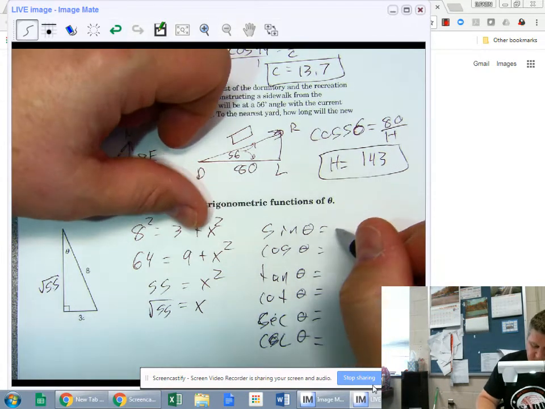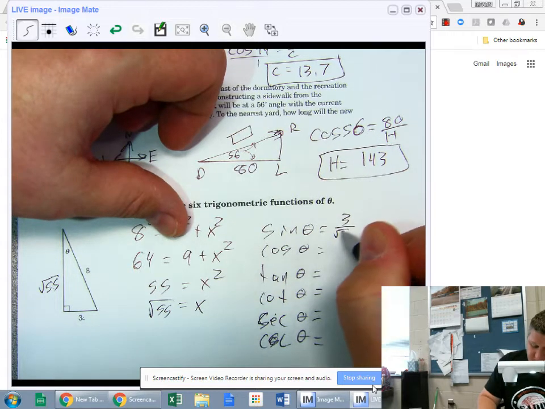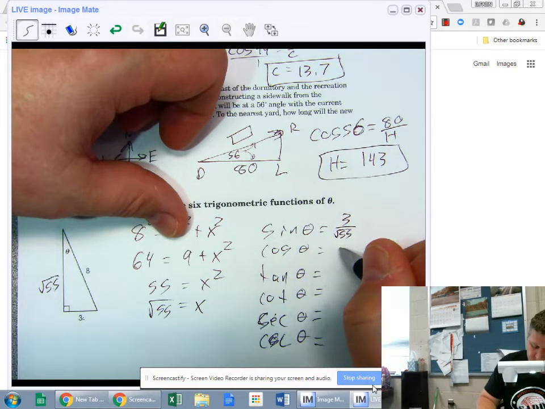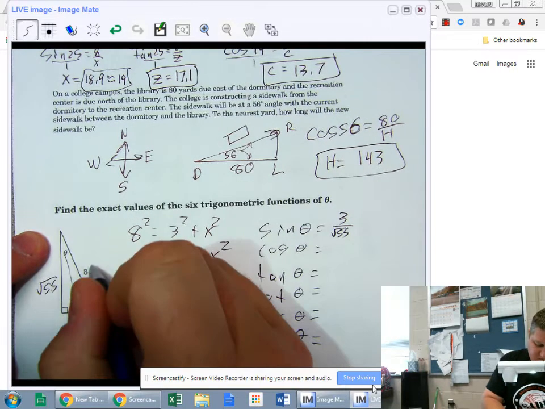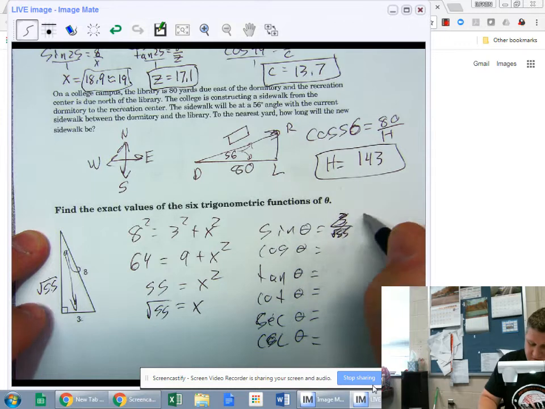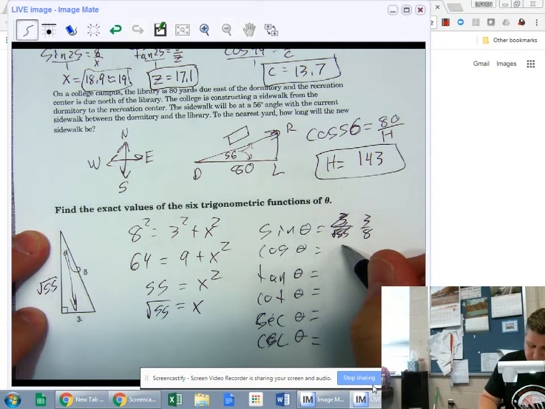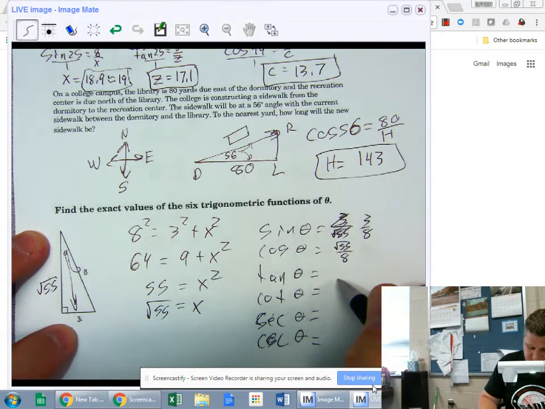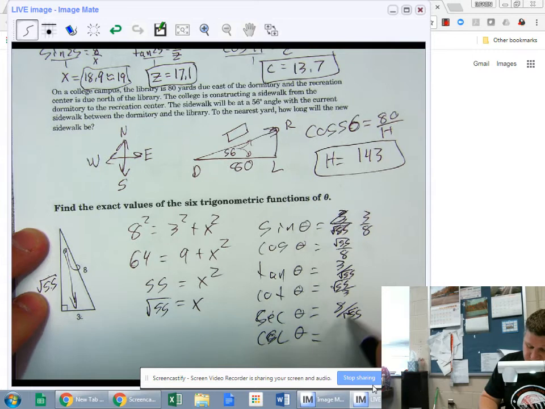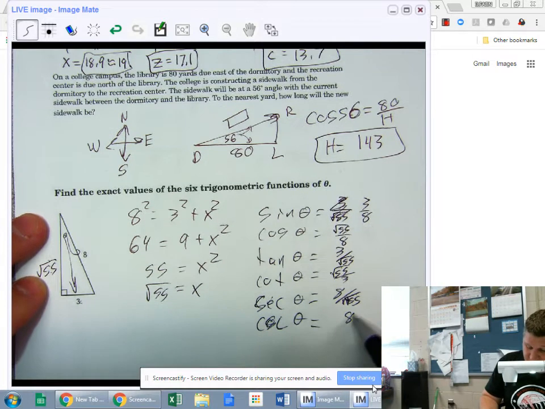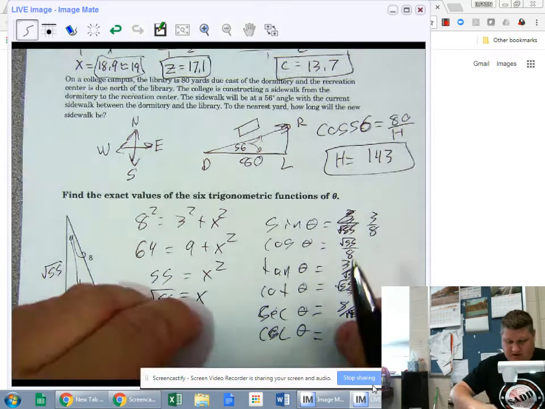Now, sine of theta would be 3 over root 55. Cosine would be, wait a minute. No, I'm dumb. Opposite over hypotenuse, 3 over 8. Cosine is square root of 55 over 8. Tangent is 3 over root 55. Cotangent is root 55 over 3. Secant is 8 over root 55. And cosecant is 8 over 3. Very good. There's page 1.